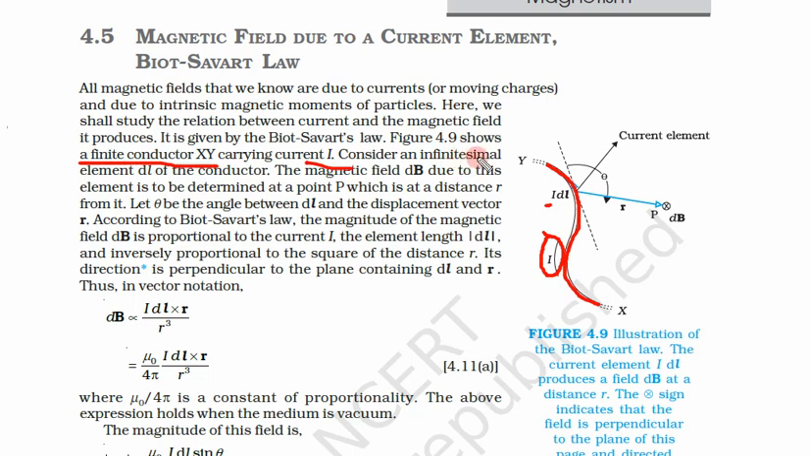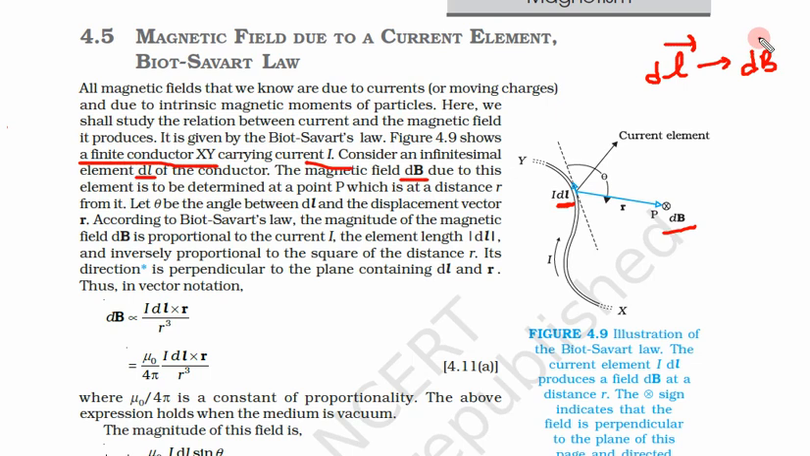Consider an infinitesimal element dl. Again we are taking a very small portion of this. The whole length is large, but we are taking a very small piece of this, let us say dl. Since dl is very small, the magnetic field due to this must be very small, that is dB, a very small magnetic field.